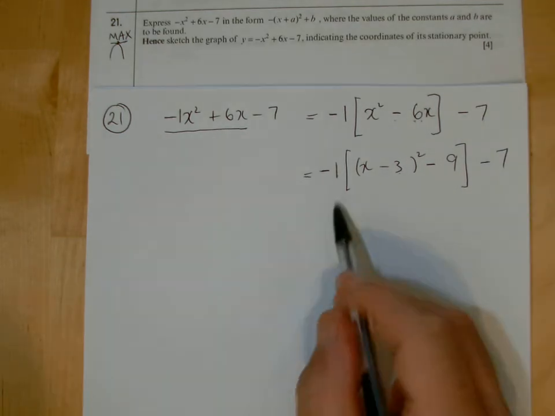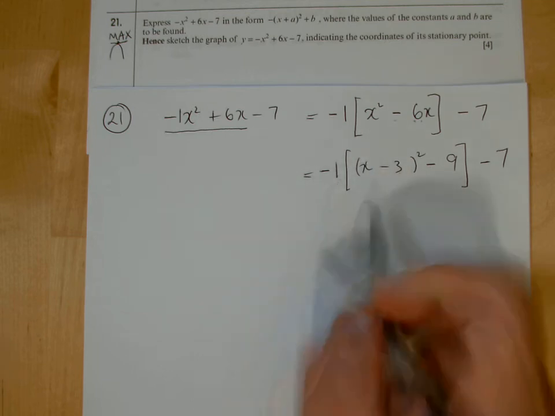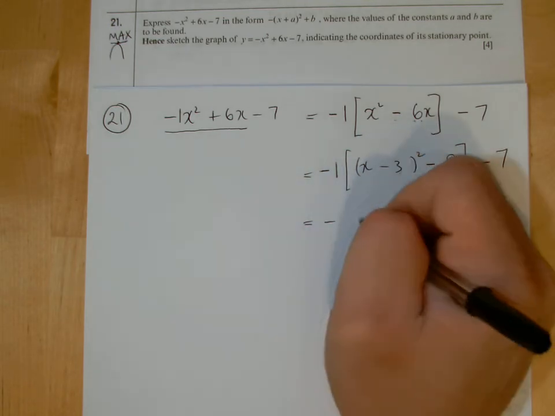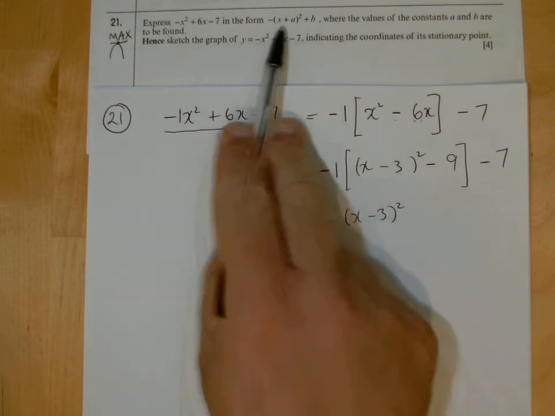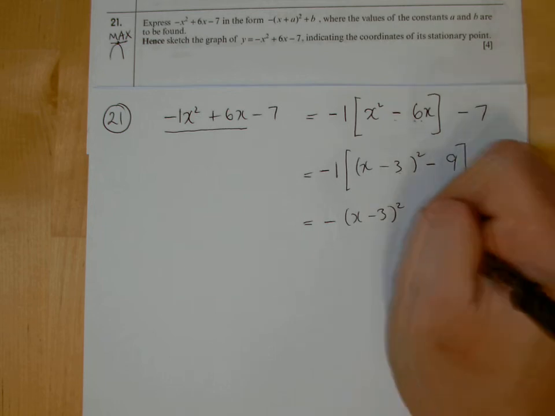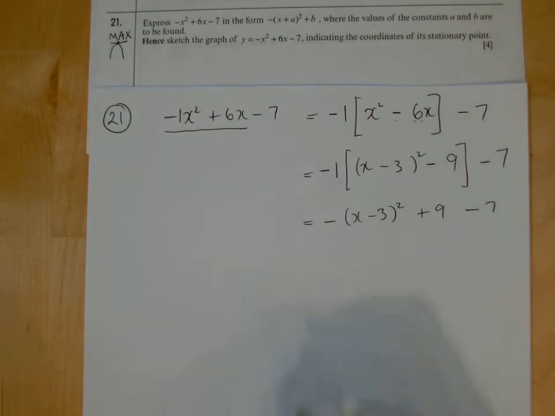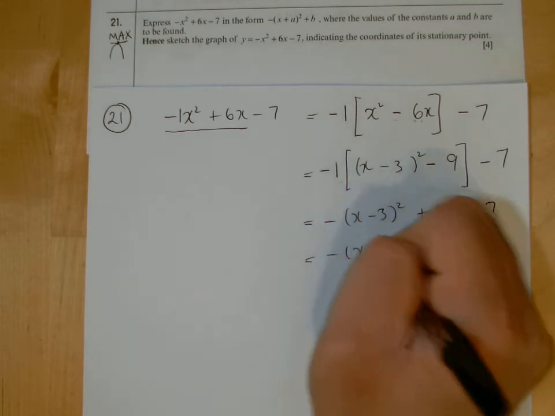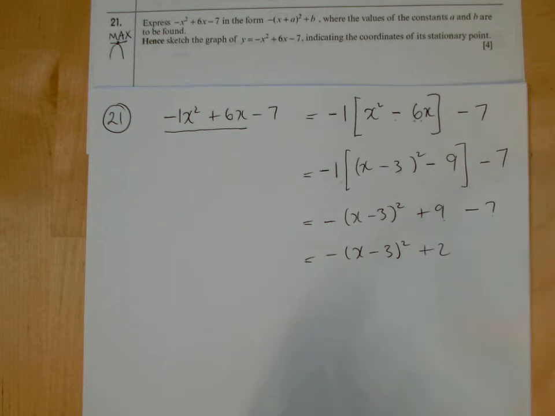Okay, so then we just reverse the process of factorizing that I did earlier. Now we're going to expand by timesing through by that minus 1. So I get minus x minus 3 all squared, which is what they want there. And then minus 1 times minus 9 becomes a plus 9. And then don't forget the minus 7 at the end. That minus 1 does not affect that, because that didn't get factorized. To finish off then, we get minus x minus 3 all squared, and then 9 minus 7 is plus 2. Positive 9 take away 7 is plus 2.